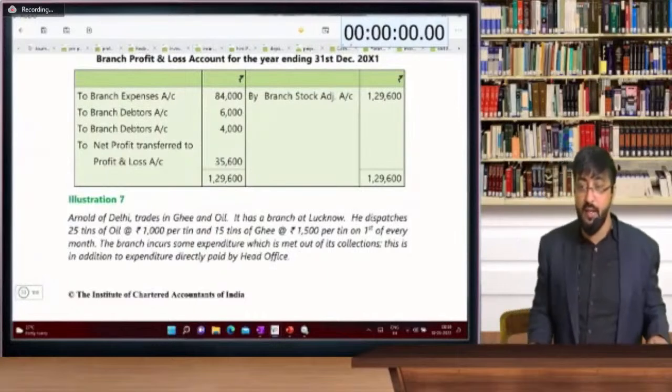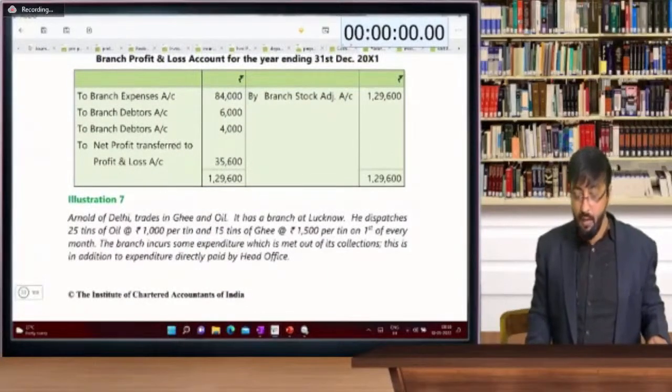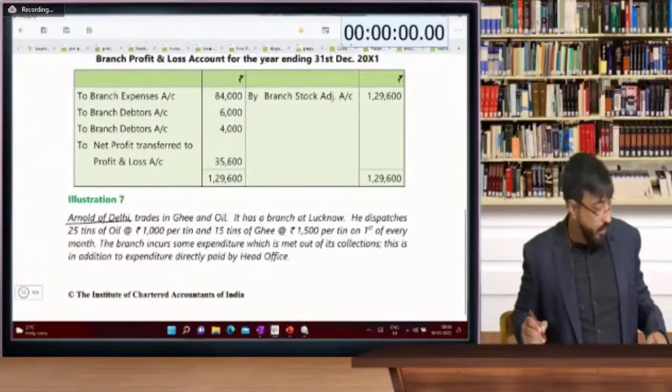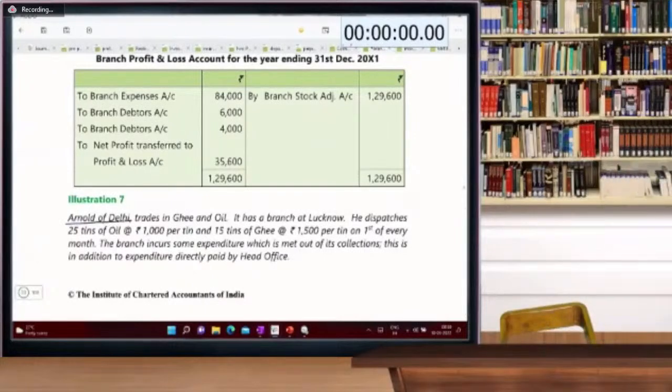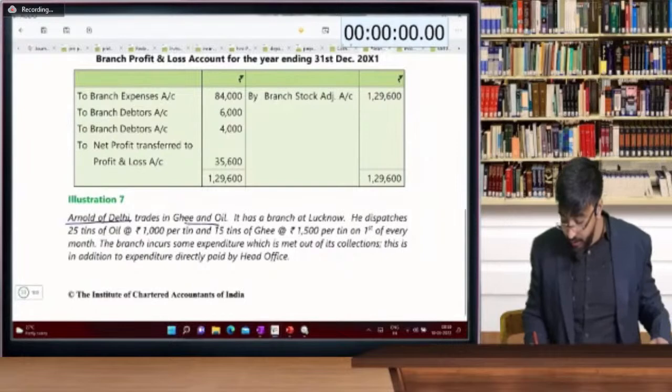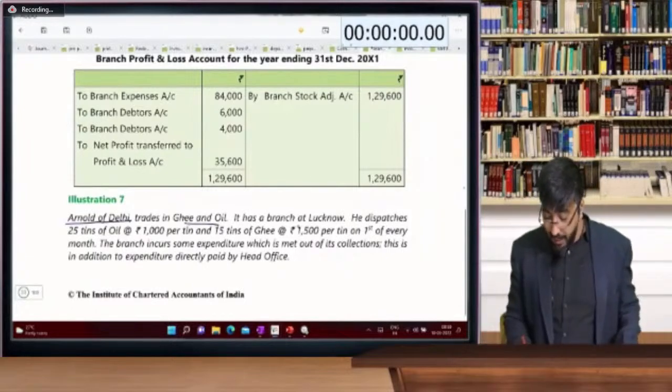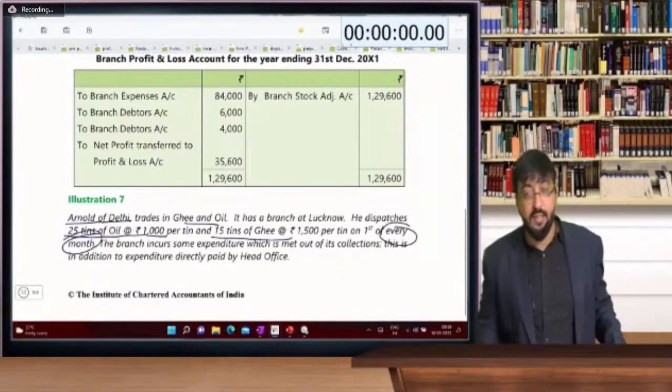Now by using the tick-tick technique, Arnold of Delhi. I hope every one of you have done this homework. Illustration number 7. Arnold of Delhi trades in ghee and oil. It has a branch at Lucknow. He dispatches 25 tins of 1000 per tin and 15 tins every month. So yes, every month.